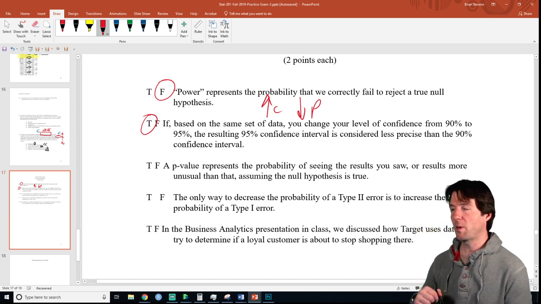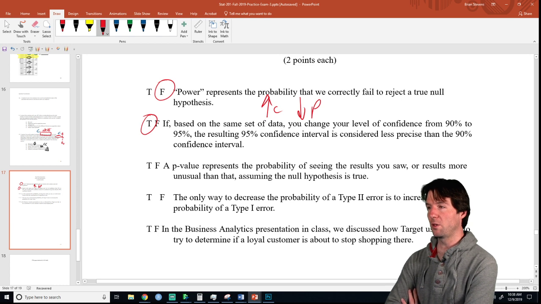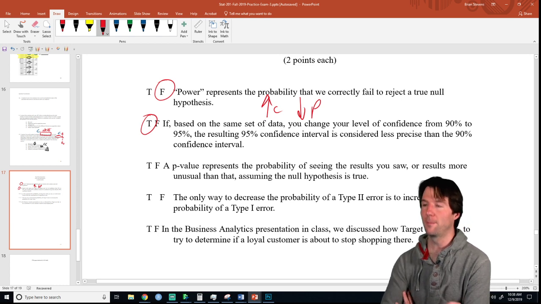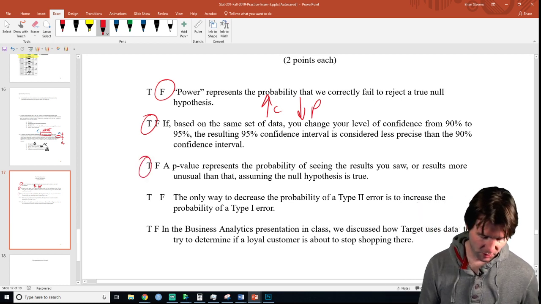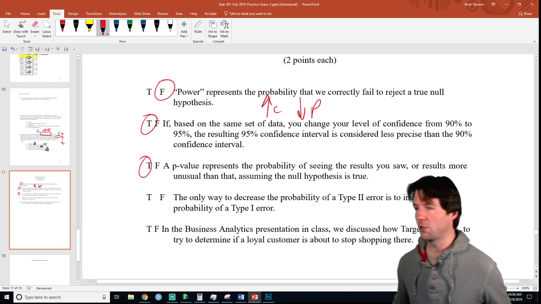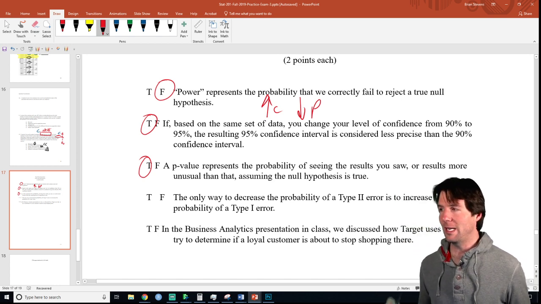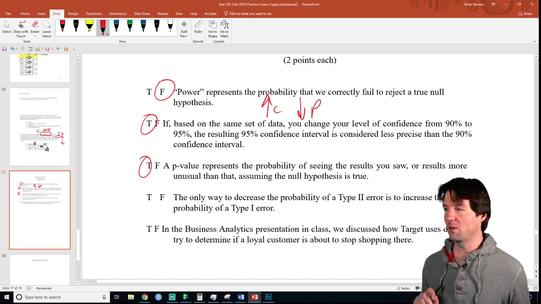A p-value represents the probability of seeing the results you saw or results more unusual than that, assuming the null hypothesis is true. Yep. P-value is the probability of our results from our machine having a random chance variation given the null is true. That is, and if it looks super accurate and you don't see any errors with it, good.